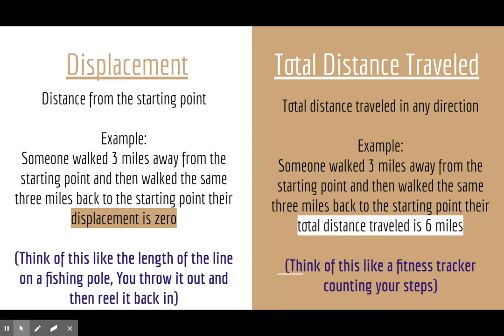So if you think about this like a fitness tracker that counts your steps, it's going to count all 6 of those miles that you walked, okay? So it's a little bit different than displacement. Displacement is your distance from where you started, and total distance counts all the walking, all the distance that you traveled, even if you end back in the same place.